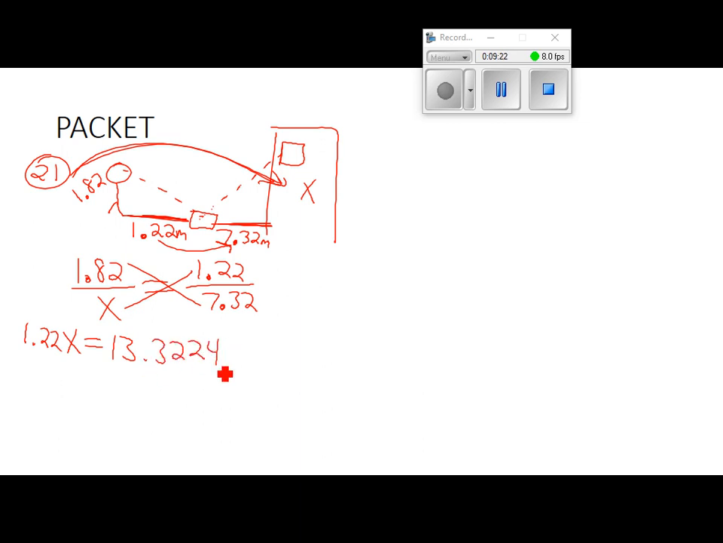13.3224. Yeah. Now this number's on your calculator already, right? Because Kellen's getting ready to say round it off. Don't round it off. It's on your calculator, right? What are we going to do next? Just take that number, it's already on your calculator, and divide it by 1.22.